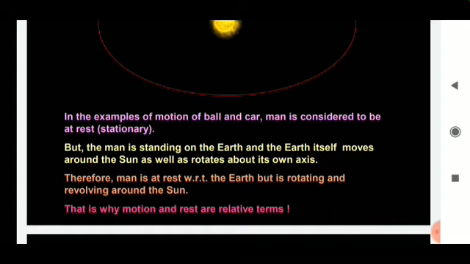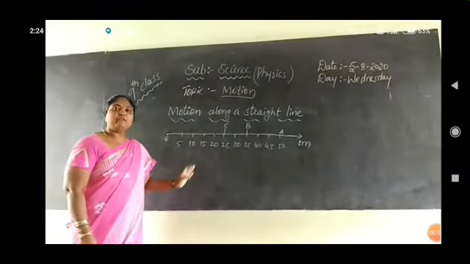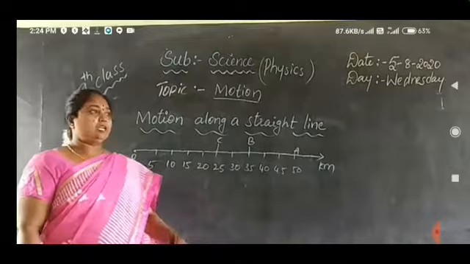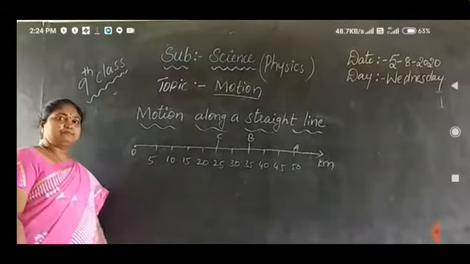Already I have discussed starting as an example for motion. That's why motion and rest are relative terms. Next, let me go for our topic, motion along a straight line. Here, let me see one example.